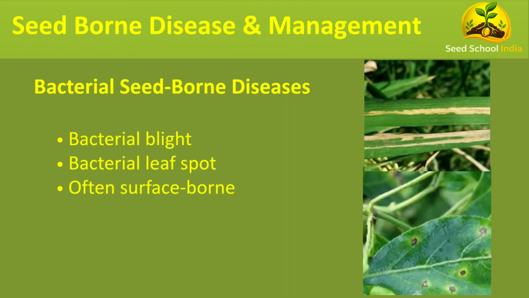Bacterial diseases are usually associated with seed surface contamination. These pathogens multiply rapidly under moist conditions and spread through water, tools, and contact. They cause symptoms such as leaf blight, leaf spots, and wilting.